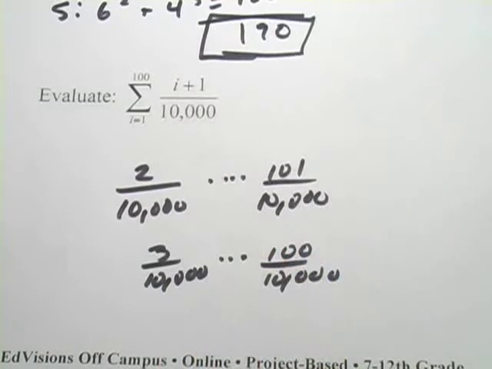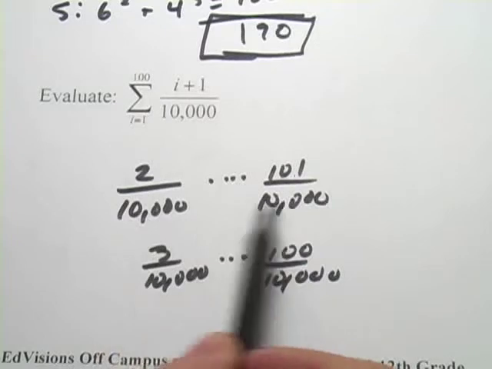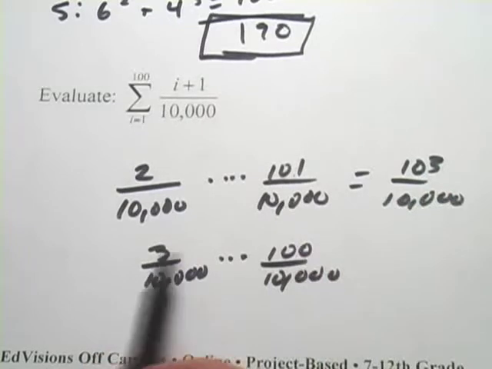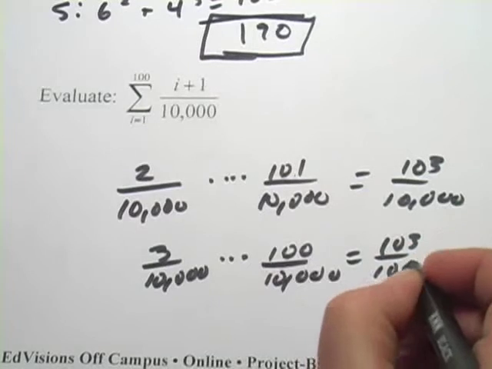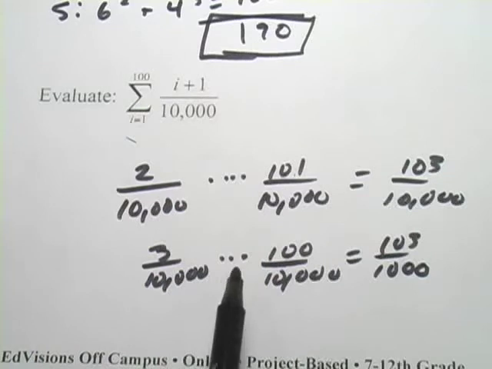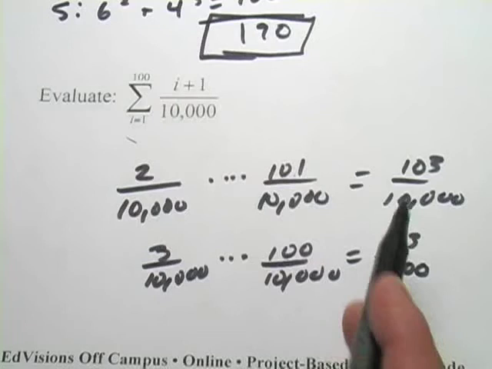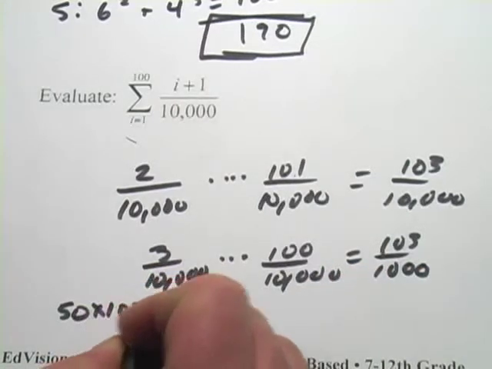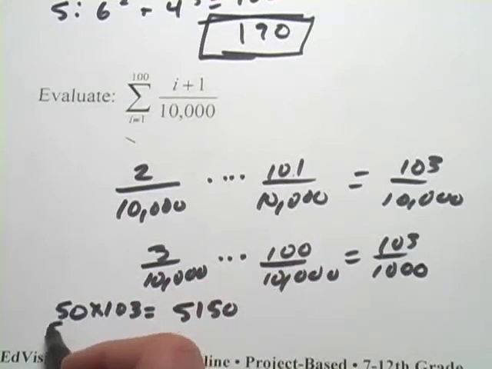And you could keep listing out the pairs like this, and what you'd find is that each one, this is 2 plus 101 over 10,000, they are going to add up to 103 over 10,000. So does this one. And the next one would be 4 and 99. It would still be 103 over 10,000. So what you really have is 50, because we have 100 items, 50 pairs that all add up to 103 over 10,000. Now that's a lot easier to deal with, because if I have 50 pairs of 103, I can just take 50 times 103, and that equals 5,150, and then put that over 10,000.